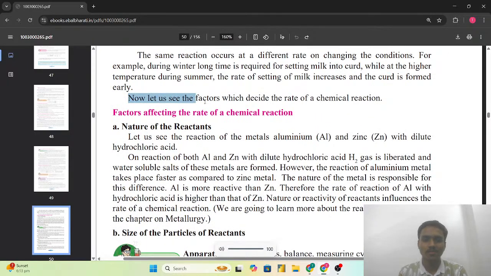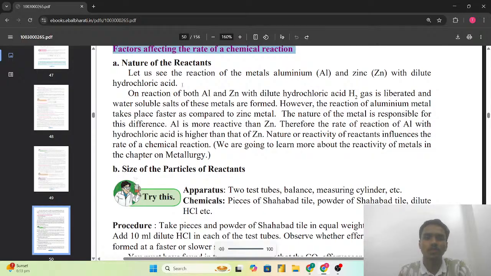Now let us see the factors which decide the rate of a chemical reaction. We are going to see which factors basically decide the rate of a particular chemical reaction. So, factors affecting the rate of a chemical reaction. Firstly, the nature of the reactant.